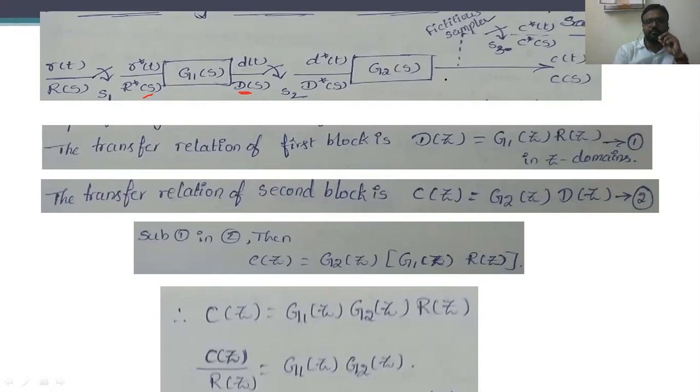Similarly, the output of the second system is nothing but C of Z. So C of Z is nothing but this D of Z multiplied with G2 of Z. Therefore, the output of the second transfer function is C of Z is equal to G2 of Z into D of Z.